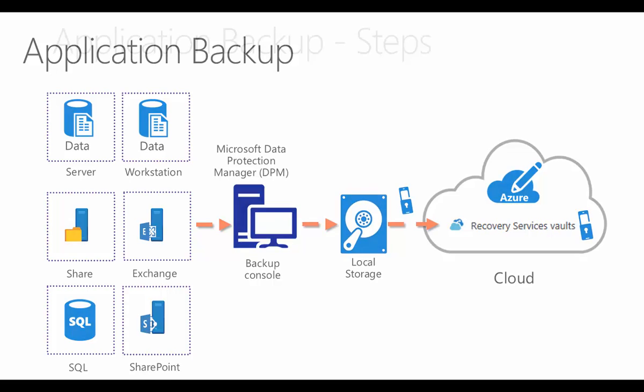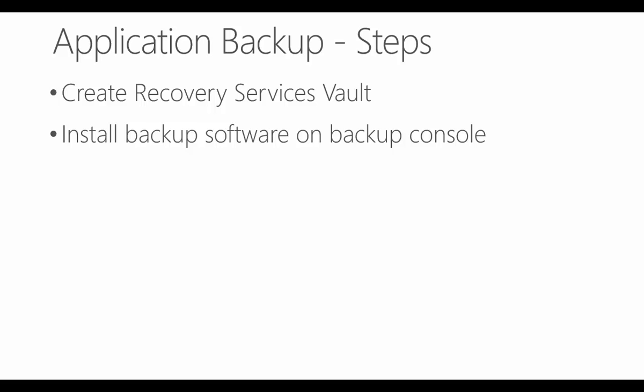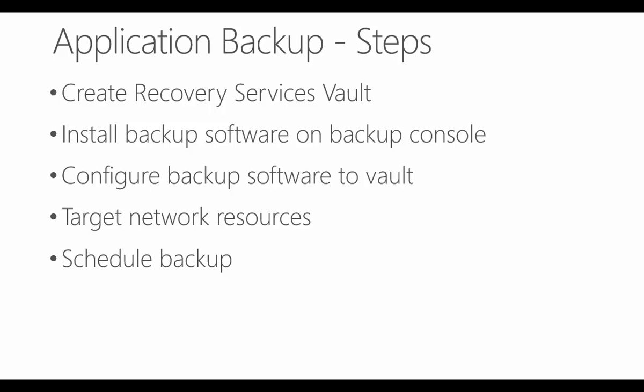So the steps to achieving this are, again, we create a recovery services vault, we install the backup software on a backup console, we configure the backup software to point to the vault, and we target the network resources, because our application backup in this case allows us to target multiple items across our network. Then we would schedule a backup and run that. So with that, let's pop out to our machine and take a look at that.